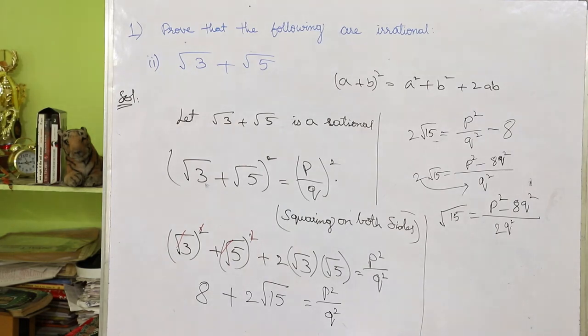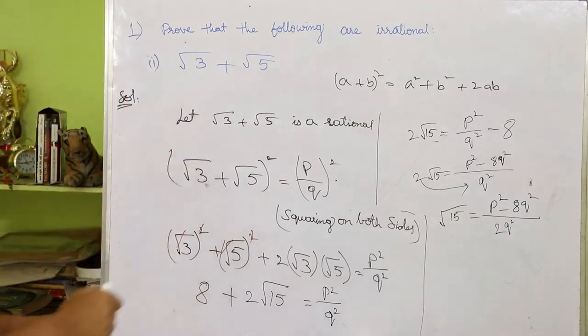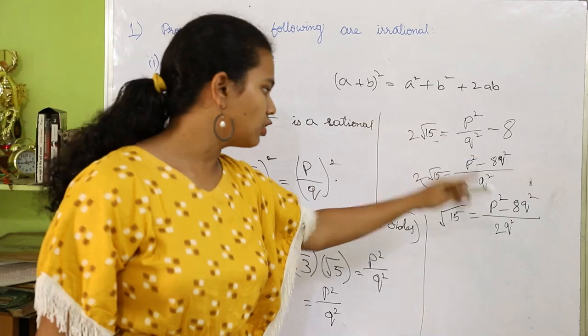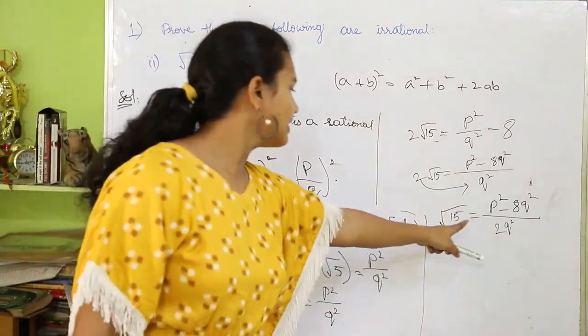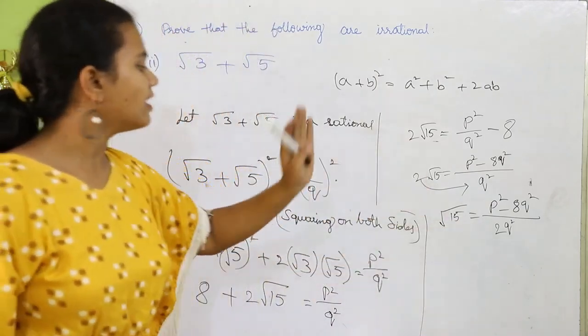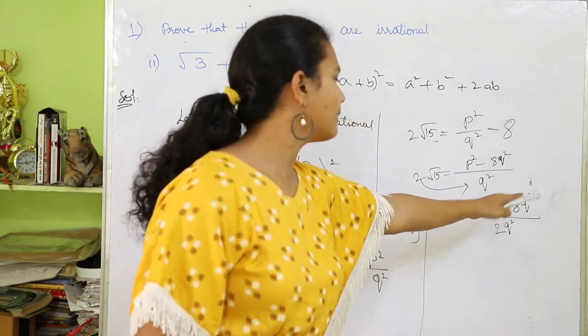So root 15 equals p square minus 8q square by 2q square. Here p and q are integers, which means p and q are also rational numbers, and 8 is also a rational number, like an integer, where p, q, 2 all are integers, right? They are rational numbers. But here we can see that root 15 is an irrational number. So root 15 is not equal to p square minus 8q square by 2q square.